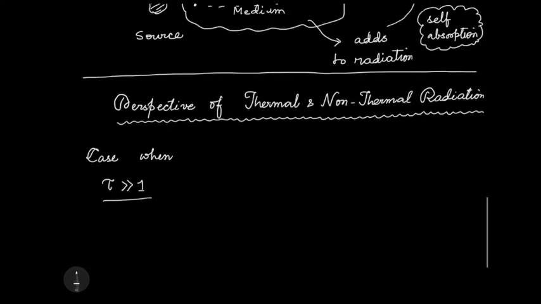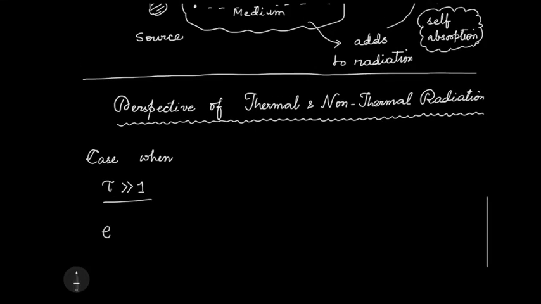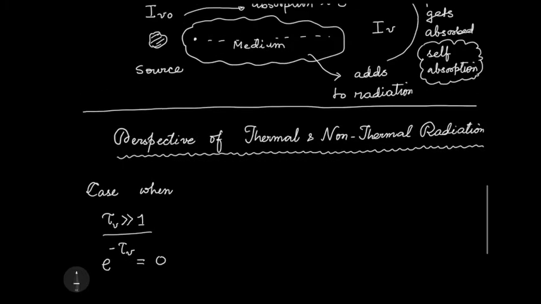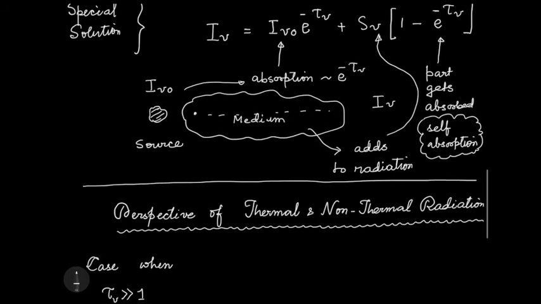when tau is much greater than 1. Much greater than 1. So e to the minus tau is essentially 0.